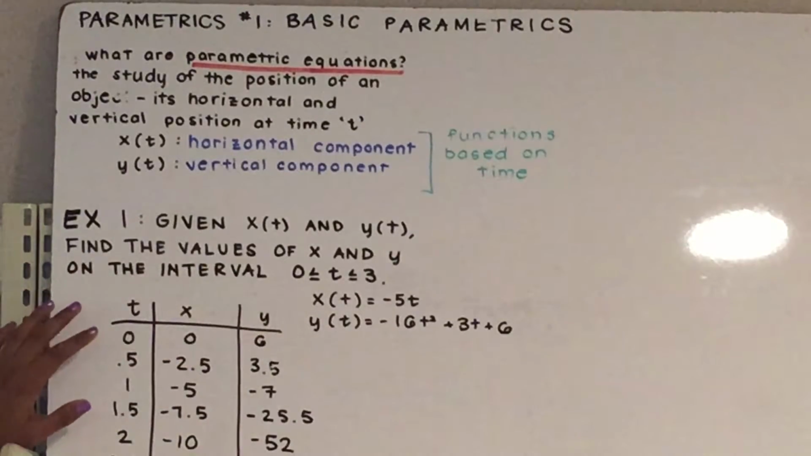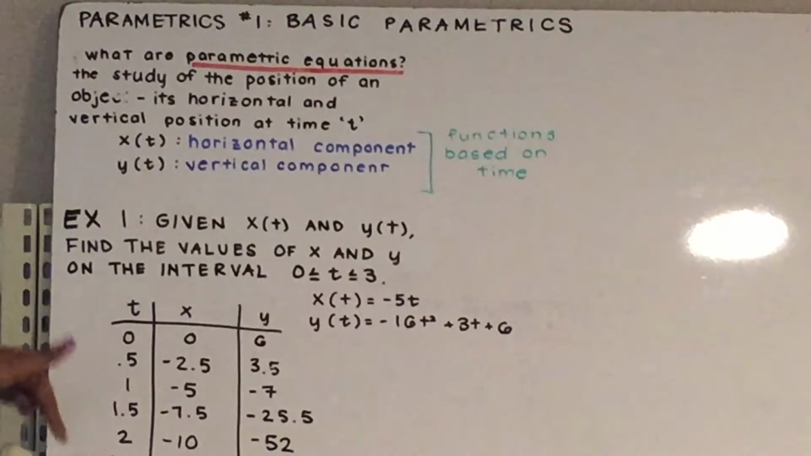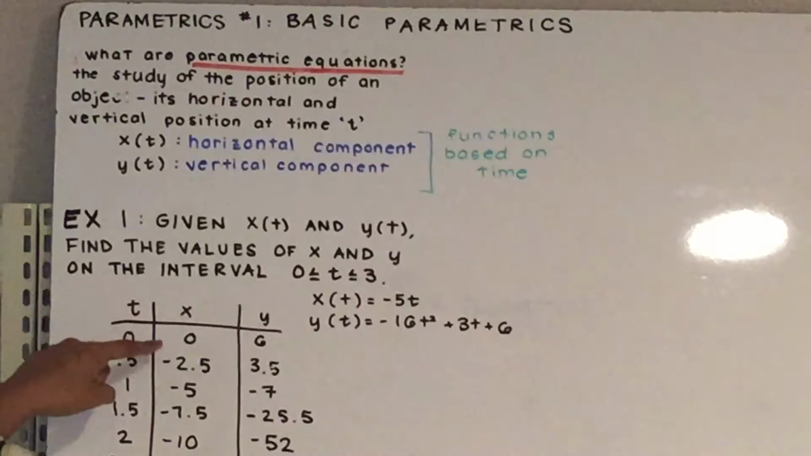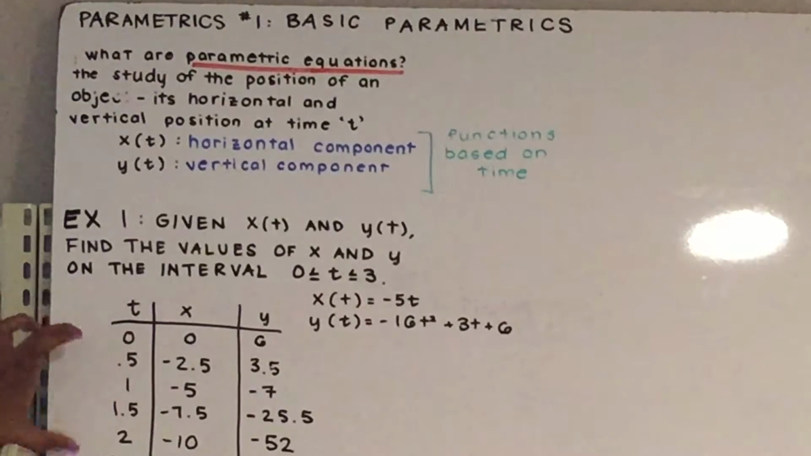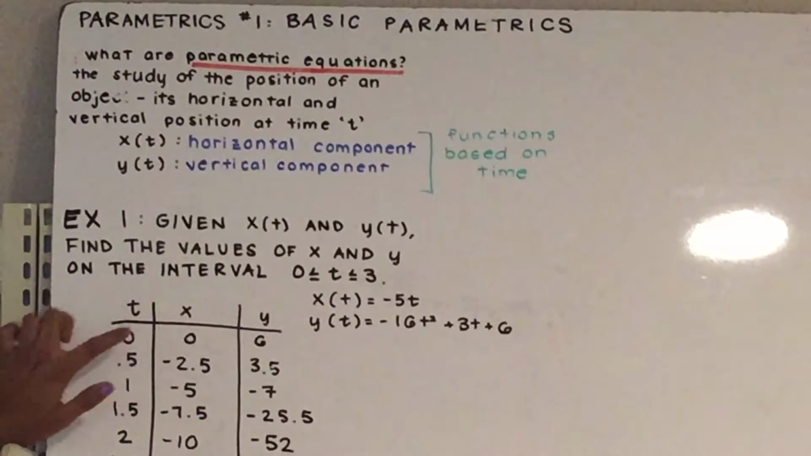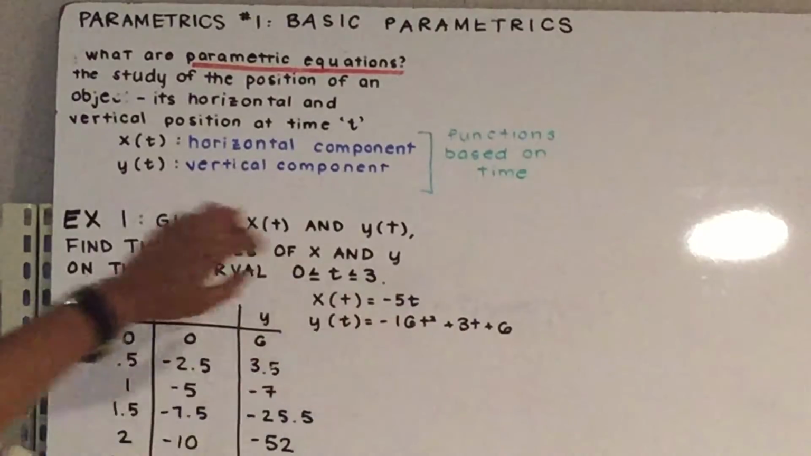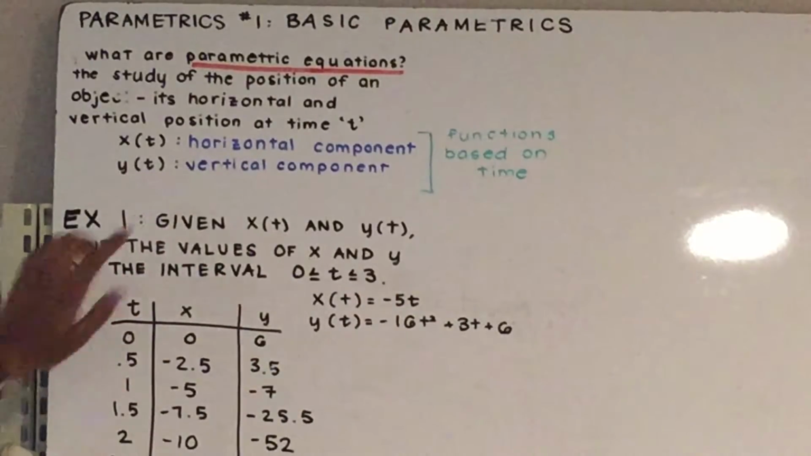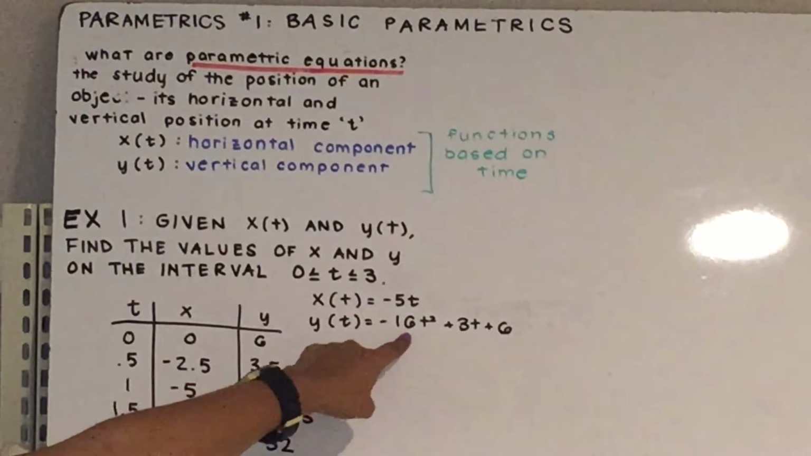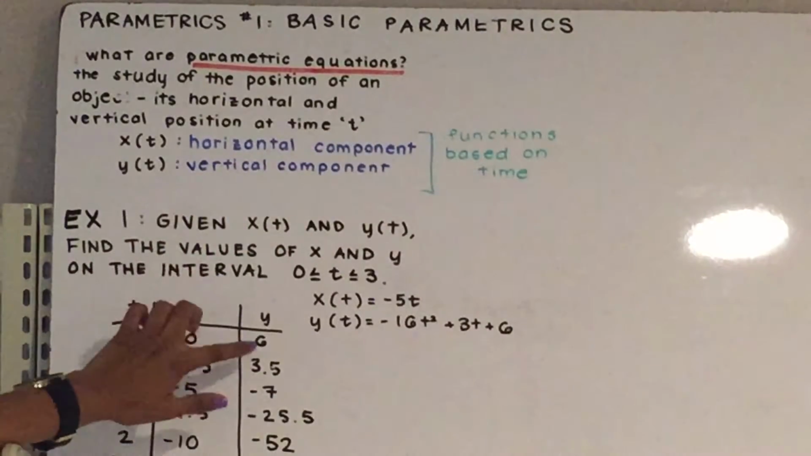The best way to go about this is to use a table. So I've defined it as increments of 0.5, so it's 0, 0.5, 1, all the way to 3. And then all you need to do is plug in these t values into your equations. So for the first one, you just plug in 0 for t, so x of 0 is negative 5 times 0, that's 0. And if you plug in 0 here, it's negative 16 times 0 plus 6. So that would give you 6.